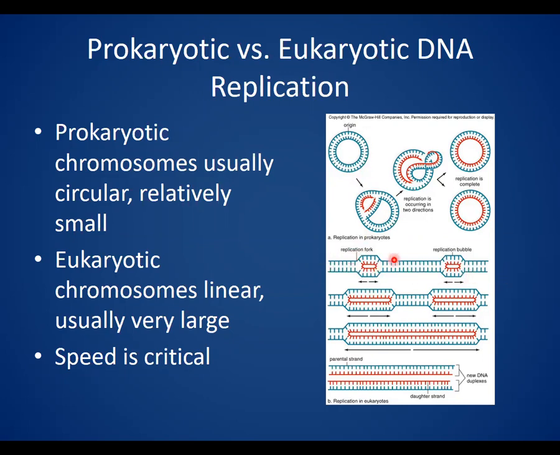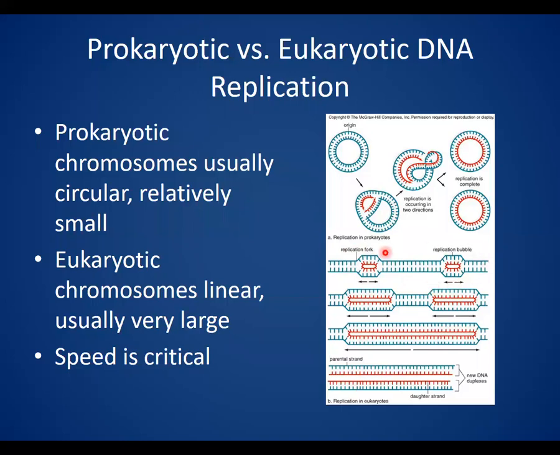Eukaryotic chromosomes are much larger than prokaryotic chromosomes, many orders of magnitude larger. And they're linear. They're in straight lines. They're not in circles. So if eukaryotes used the same replication strategy, it would take much longer to replicate eukaryotic DNA. But that's not the case. Speed is critical in terms of replicating DNA. It's the rate limiting step for how fast your cells can divide.